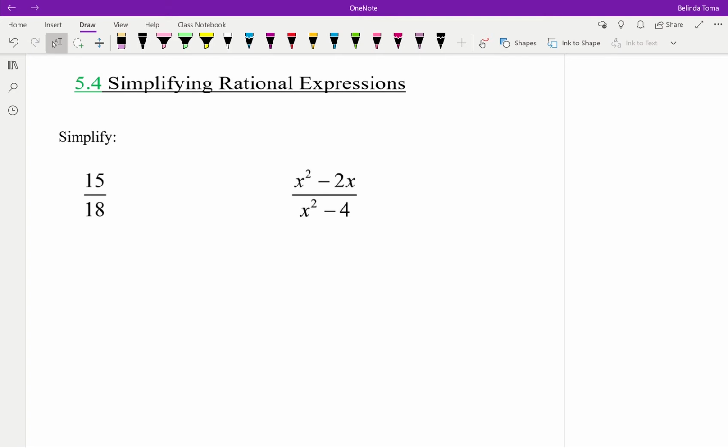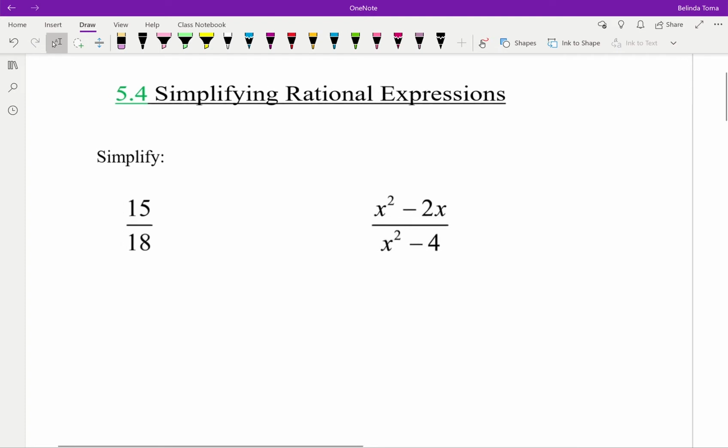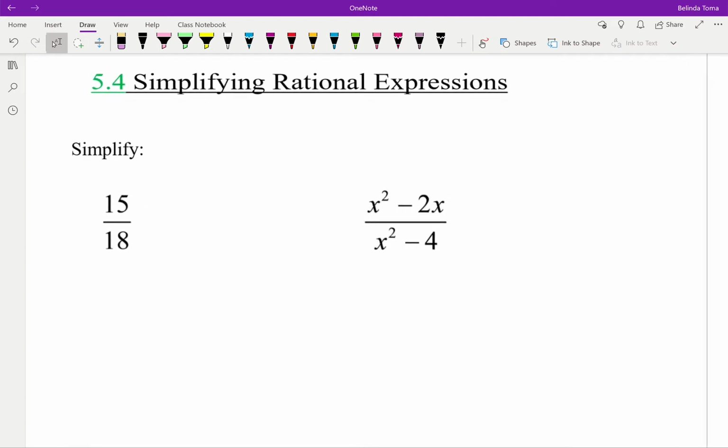And welcome to our video on section 5.4, Simplifying Rational Expressions. As you'll recall from section 6.2 read, we know that we can reduce fractions if we take out common factors. So when we think of 15, we know that it's 3 times 5, and 18 is 3 times 6. That allows us to cancel the common factor and thereby reduce the fraction to 5 over 6 in its simplified form.